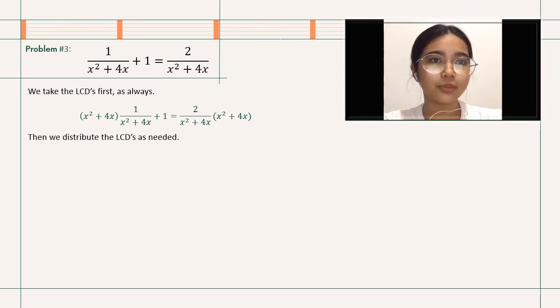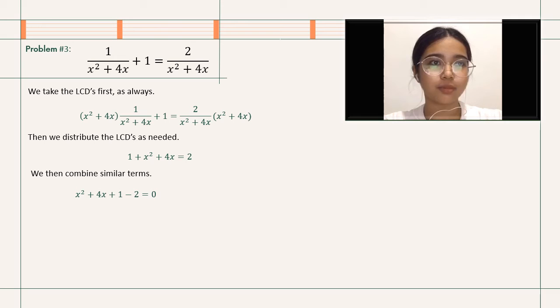We then distribute the LCD as needed. 1 plus x squared plus 4x equals 2. We then combine similar terms. x squared plus 4x plus 1 minus 2 equals 0. x squared plus 4x minus 1 equals 0.